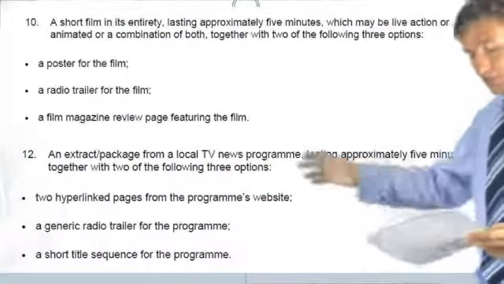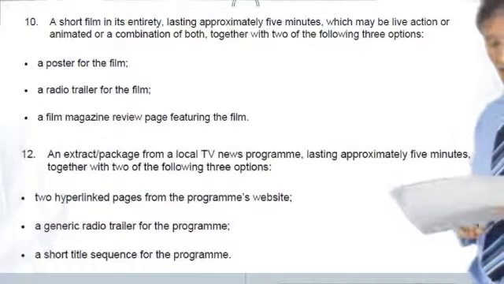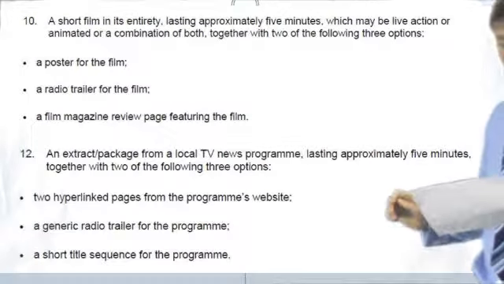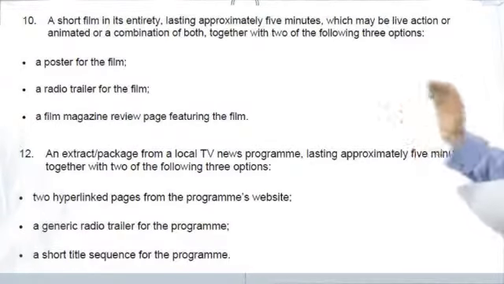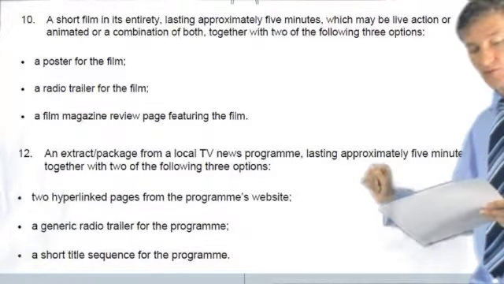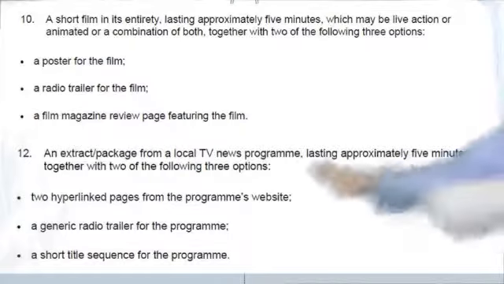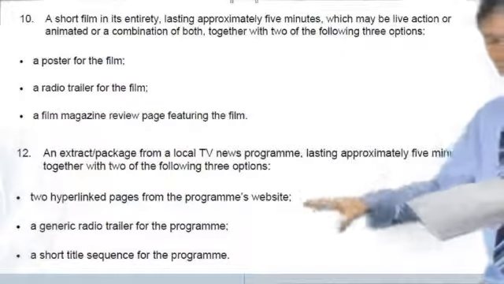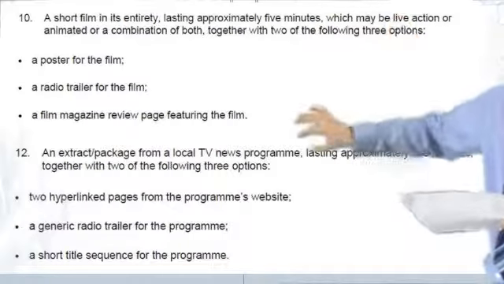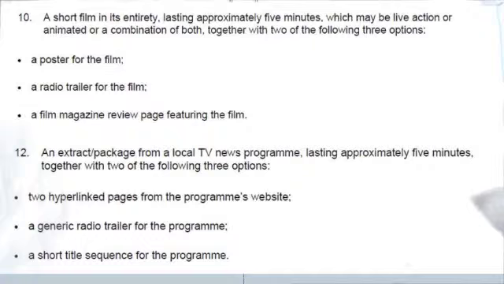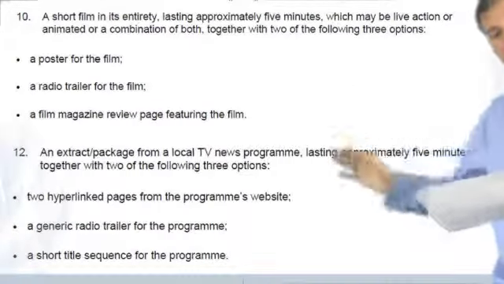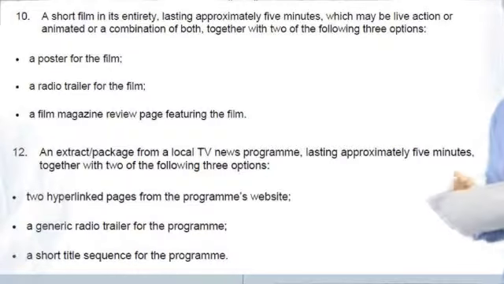Another example would be number 12 here. You could do an extract or a package from a local TV news programme lasting about 5 minutes. So you do the news report and also provide two hyperlinked working pages from the programme's website, a radio trailer for the news programme, and the title sequence from the programme. So you choose two of these following options to go alongside your main task. We'll take you through some of the other options as well in class, but that hopefully will give you a flavour of the sort of thing that you've got to try and produce.